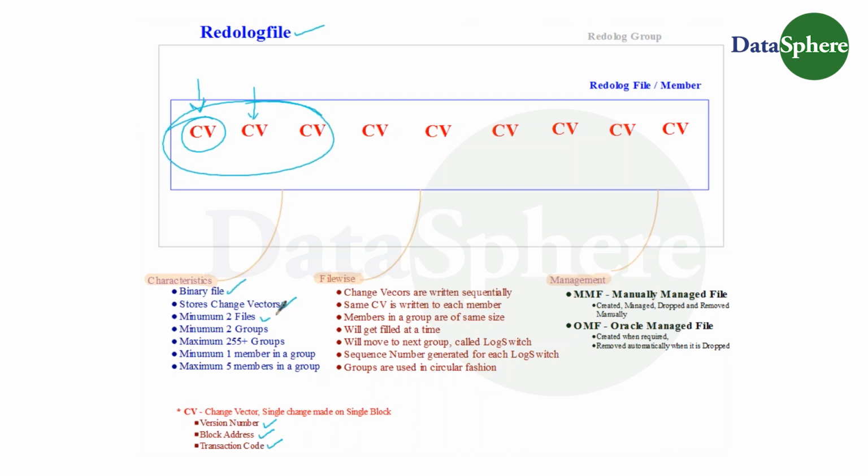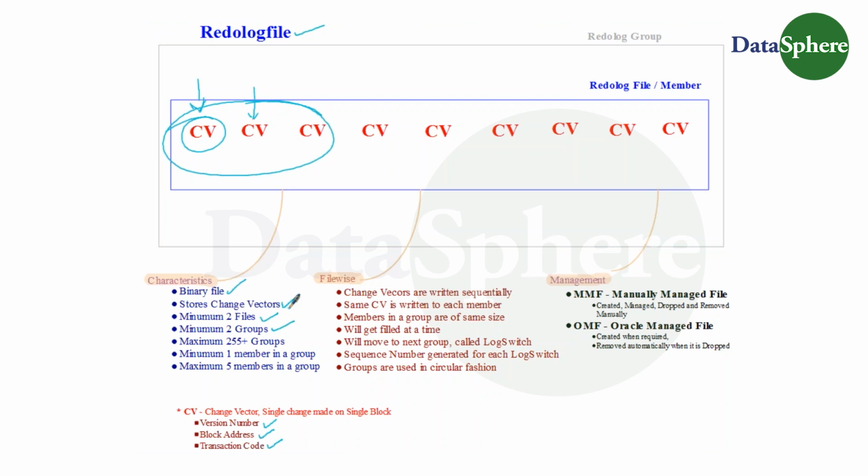Minimum we need 2 files, and they must belong to 2 different groups. That means whenever we want to create a database, we must have a minimum of 2 groups. In each group, we must have one member, one file. A group is logical, and within it we have physical members. For example, a classroom is a logical entity, and within it we have students. You can consider the students the members here. Similarly, redo log files are the members here, and the classroom is your redo log group.